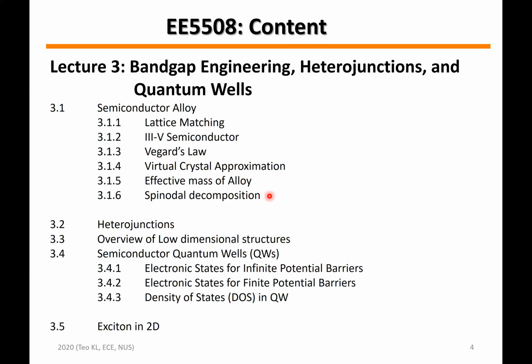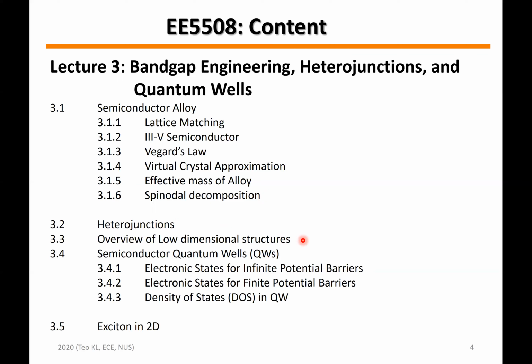Last but not least, we will discuss spinodal decomposition. It's a process by which an alloy can separate into distinct phases, also called the formation of coexisting phases. In session 3.2, we will discuss heterojunction, whereby two different semiconductors are brought into contact by growing one semiconductor on top of another semiconductor. The interface or junction that is formed is known as heterojunction.